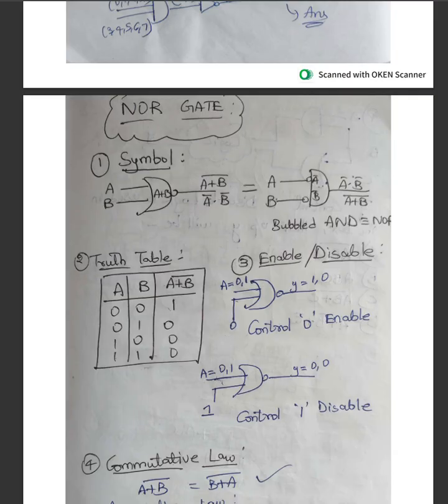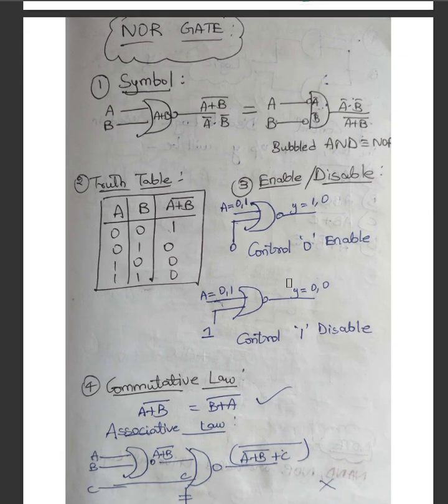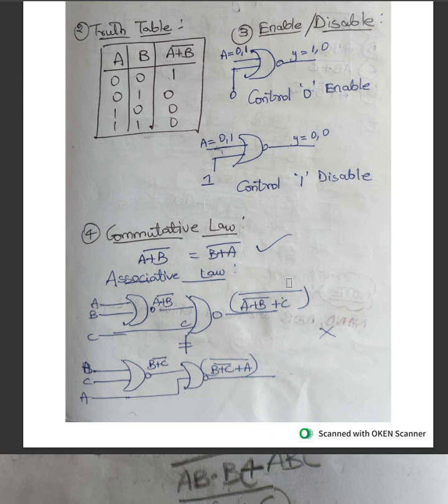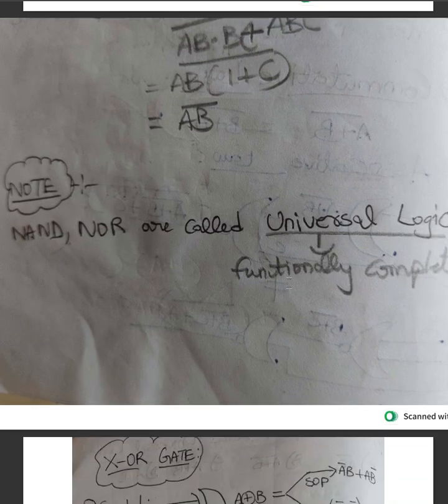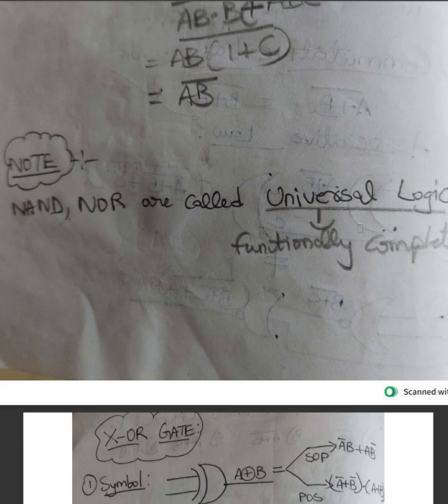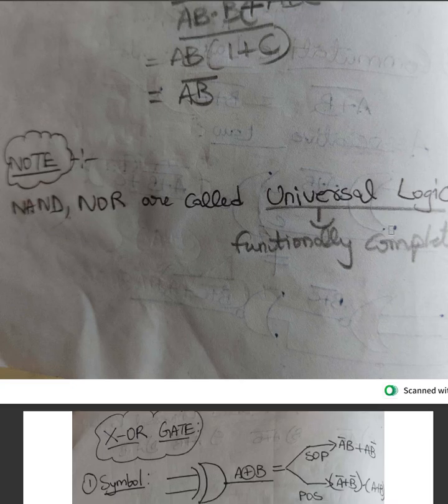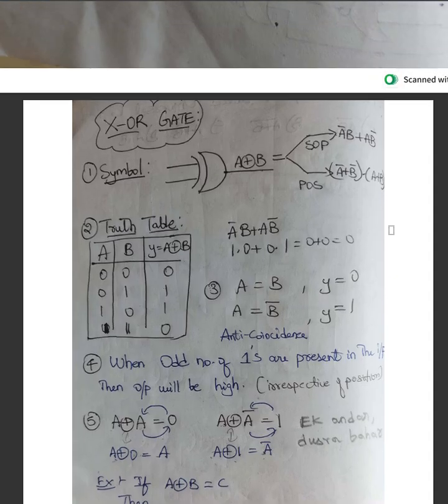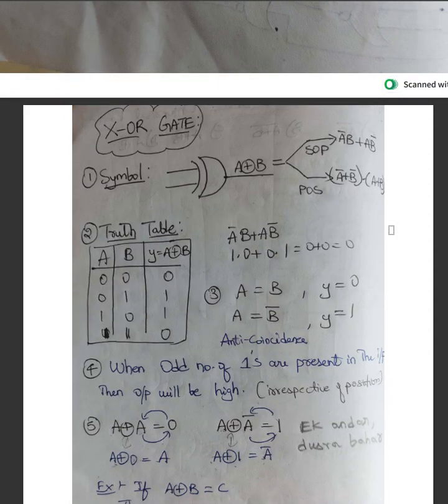Then you have the NOR gate. In the NOR gate, it's exactly the same principle as the NAND gate. It's NOT plus OR, so it is also the opposite. You can represent the bubbled AND as the NOR gate. It also follows commutative law, but it does not follow associative law. As simple as that. And NAND and NOR gates can be used for universal logic creation. Then we have the XOR gate.